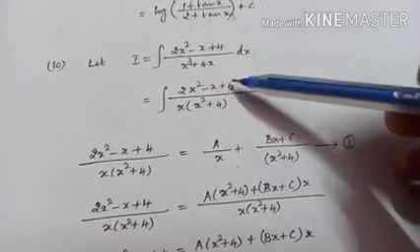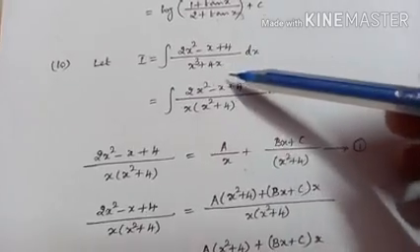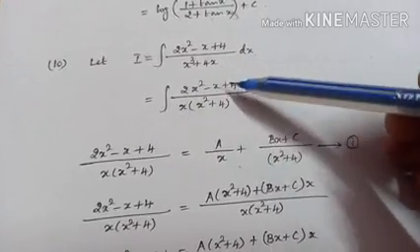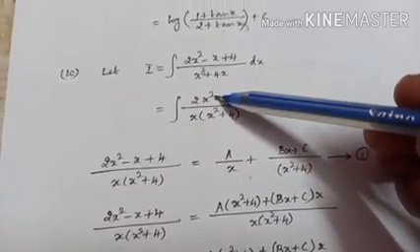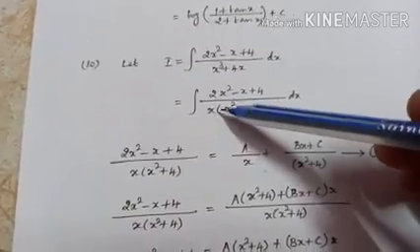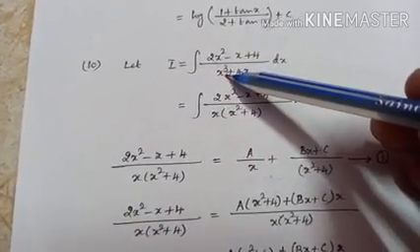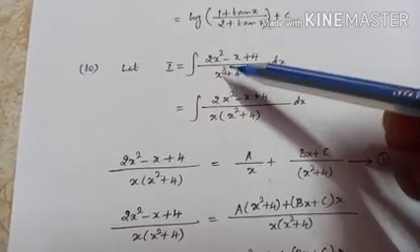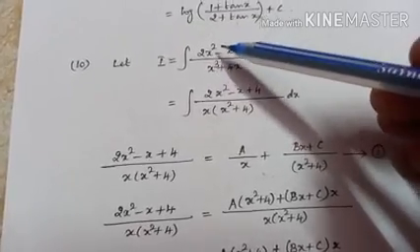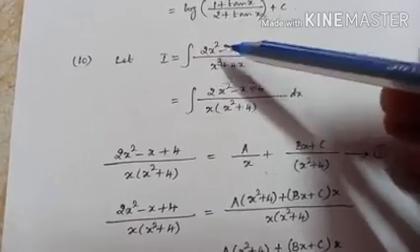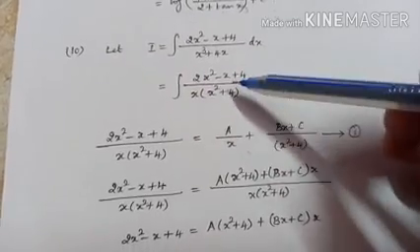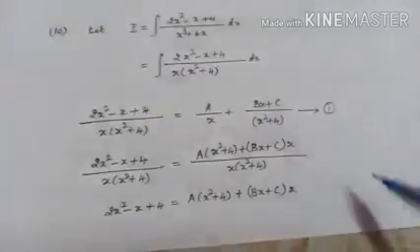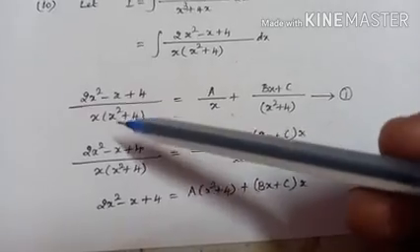Before doing any problem by partial fraction, first we check whether the function is proper or improper. The degree of the numerator is 2, and the degree of the denominator is 3 after multiplying. So it is a proper fraction, because the numerator degree is less than the denominator. When it is proper, resolve the function into partial fractions.